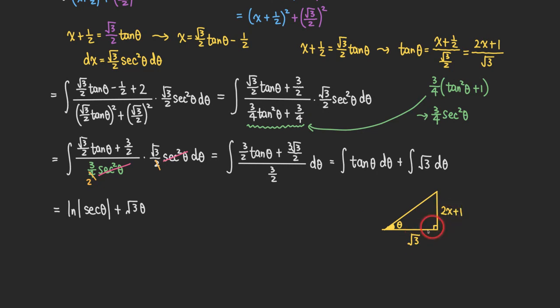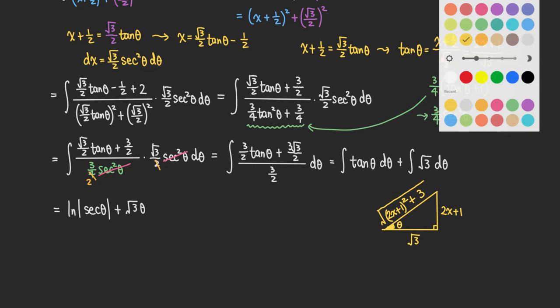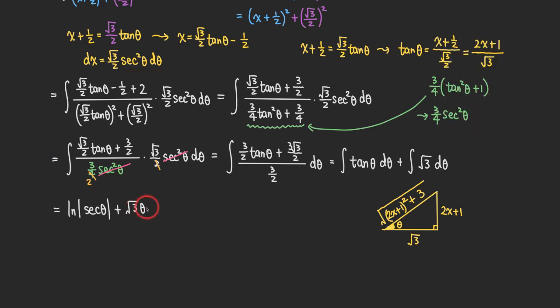And then based on the two legs, we can write down the hypotenuse using the Pythagorean theorem, which would give us the square root of simply the square of this thing plus the square of that. So you're just going to get the square root of (2x plus 1) squared plus 3, because you have to square the square root of 3. So let's continue.